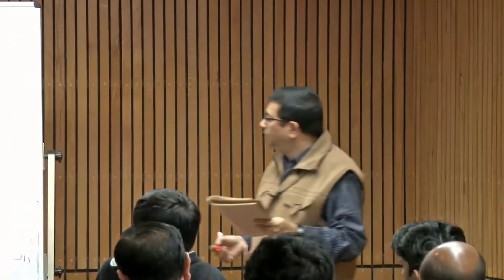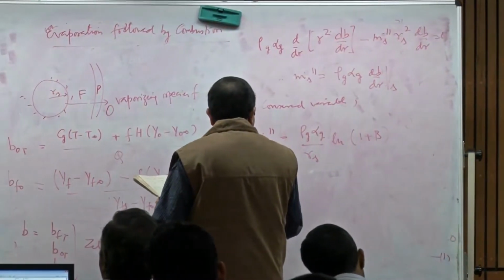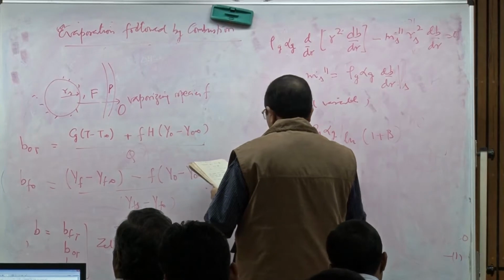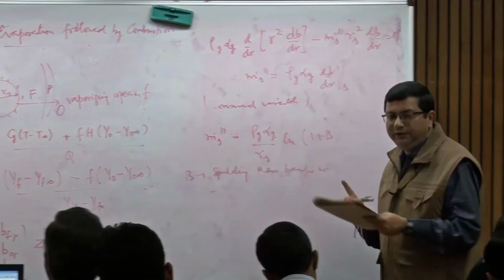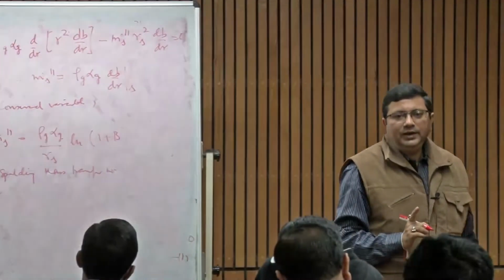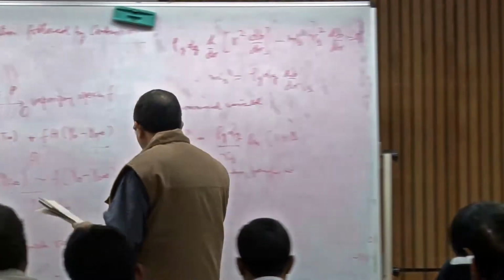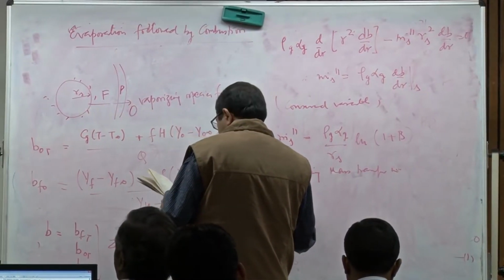Okay. So, once again this B is our Spalding's mass transfer number. Earlier we have done it for a pure vaporization case without combustion. Now, this will be with combustion. So, the form of this will be slightly different. I will write that.